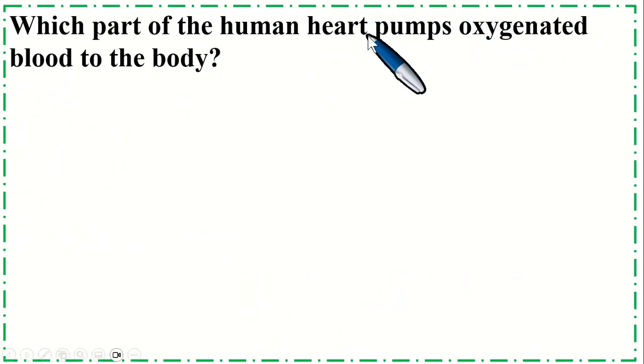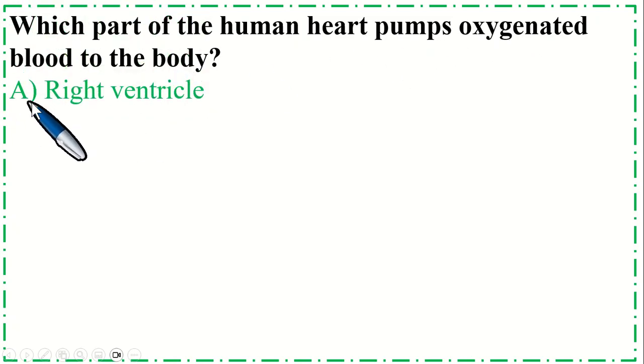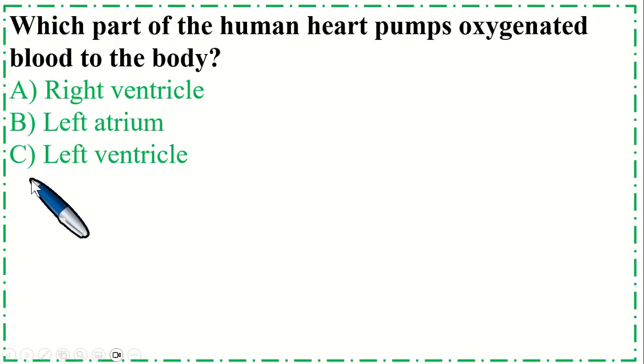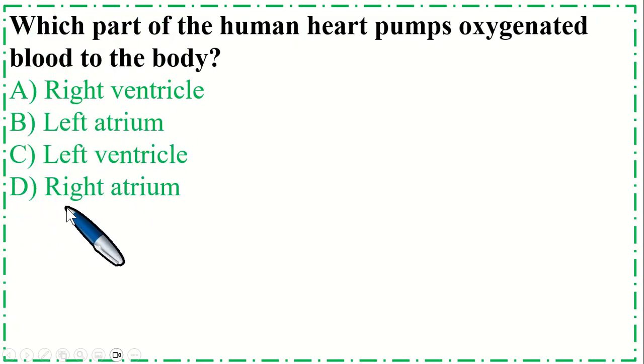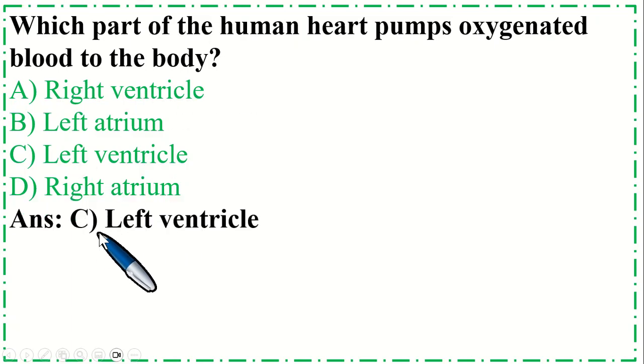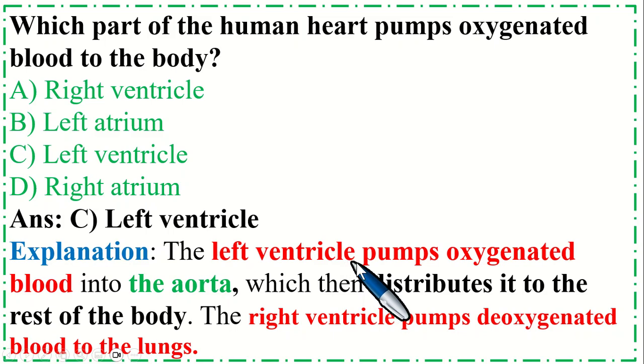Which part of the human heart pumps oxygenated blood to the body? Option A, right ventricle. B, left atrium. C, left ventricle. And option D, right atrium. So the correct option is C, left ventricle. The left ventricle pumps oxygenated blood into the aorta, which then distributes it to the rest of the body. The right ventricle pumps deoxygenated blood to the lungs.